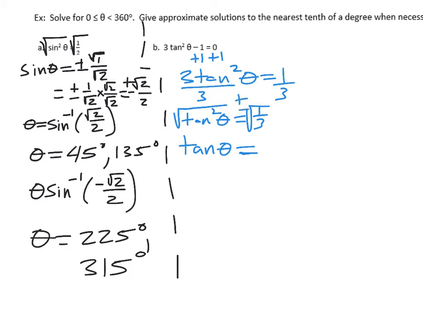Need to throw in my plus minus there. 1 over square root 3, there's our plus minus. Plus or minus square root 3 over 3, which again leads us to a scenario that's going to be on the unit circle, okay?